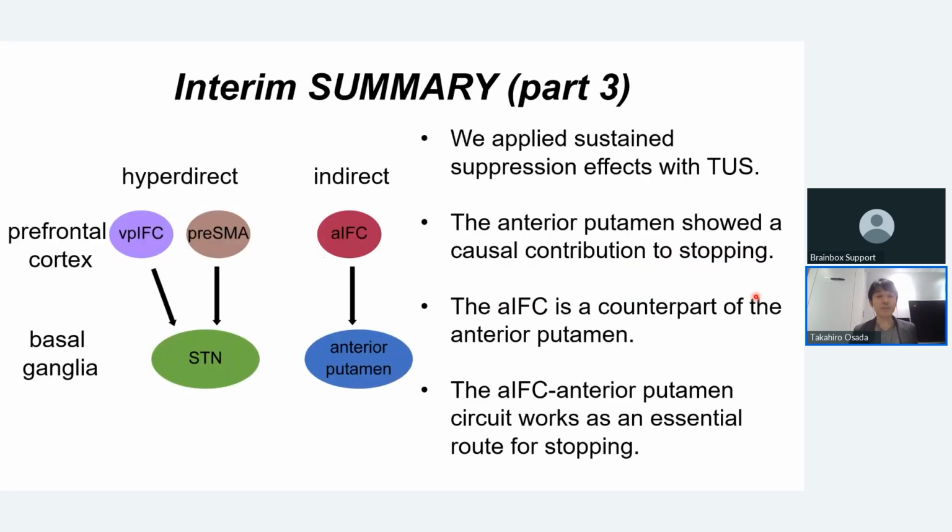So, interim summary for part 3. We applied sustained suppression effect with TUS. The anterior epithelium showed the causal contribution to stopping. The AIFC is the counterpart of the anterior epithelium, and the AIFC-anterior epithelium circuit works as an essential route for stopping in the indirect pathway.